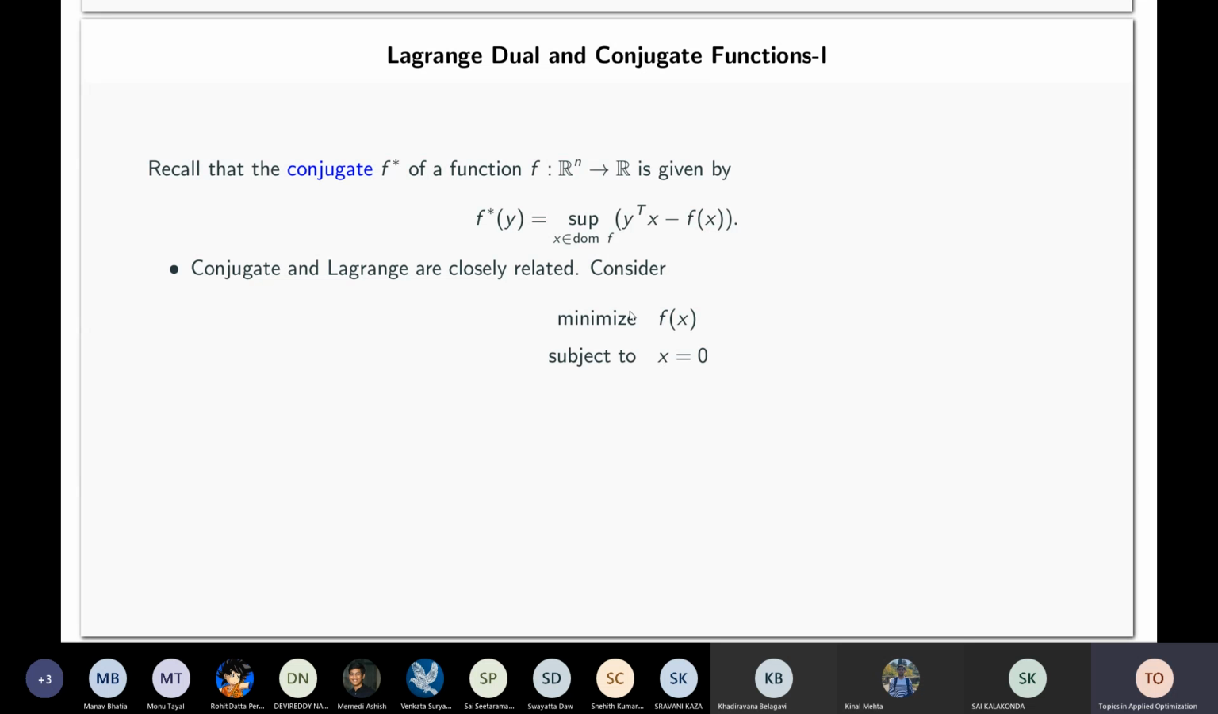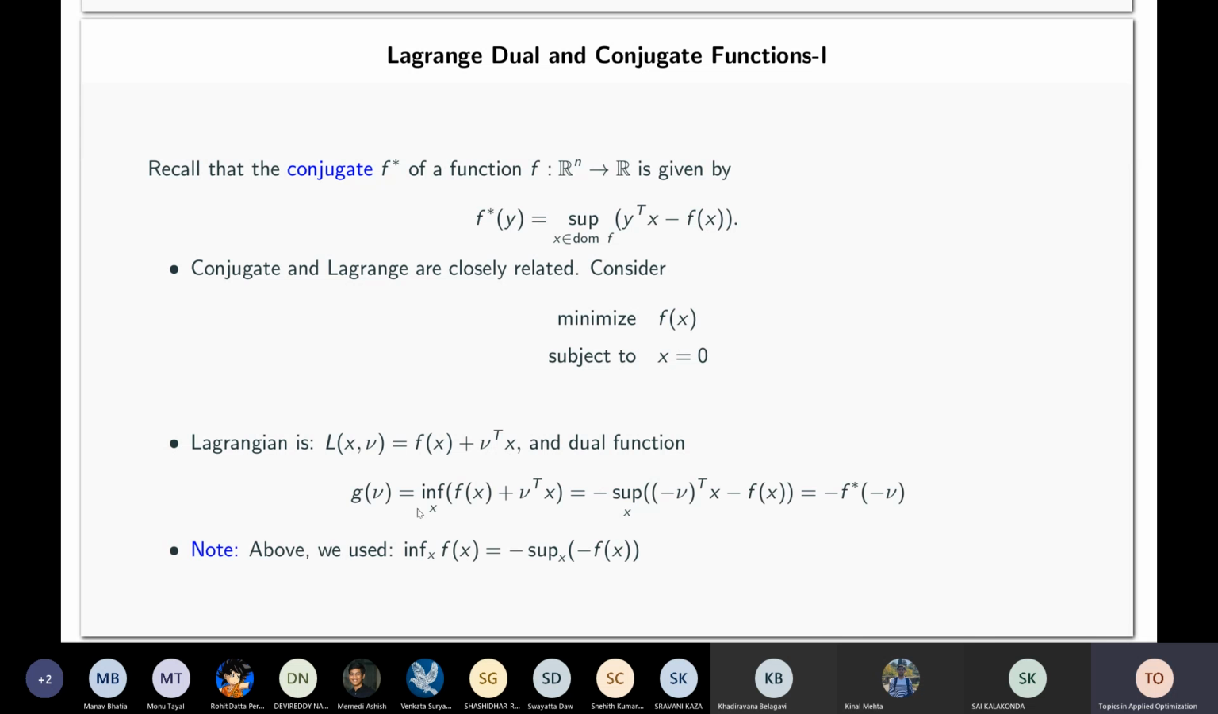So consider a simple example like this. Then the Lagrangian for this is f(x) plus nu transpose x. Because there is only an equality constraint, we have only that term here. Then the dual function in this case is g(nu), which is the infimum of the Lagrangian over x. This is the part where we have to focus: the infimum over x of f(x) plus this.